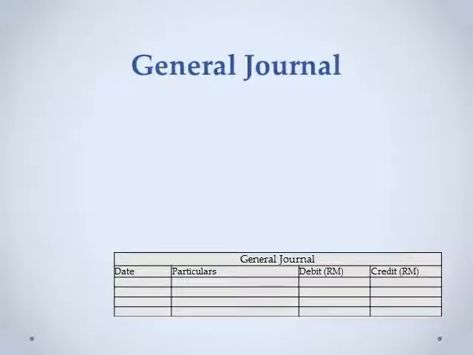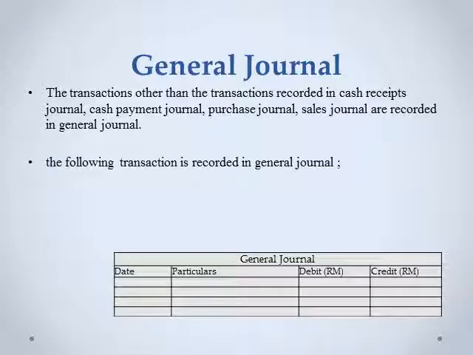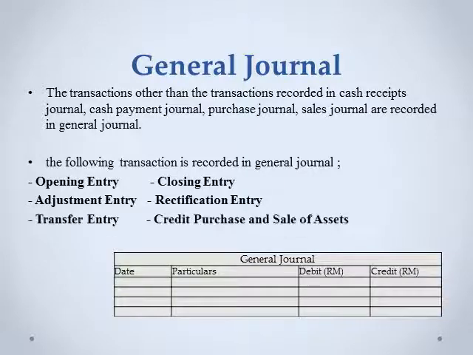Let's look at the general journal first. Transactions other than those recorded in the cash receipt journal, cash payment journal, purchase journal, and sales journal are recorded in this general journal. The following transactions are recorded in the general journal: opening entry, closing entry, adjustment entry, rectification entry, transfer entry, and credit purchase and sales of assets.